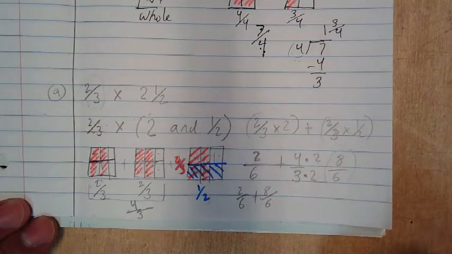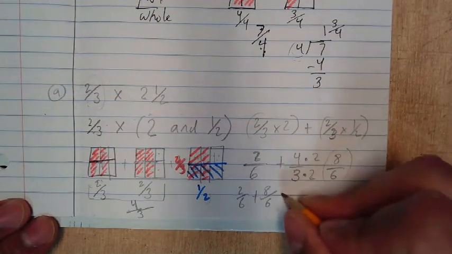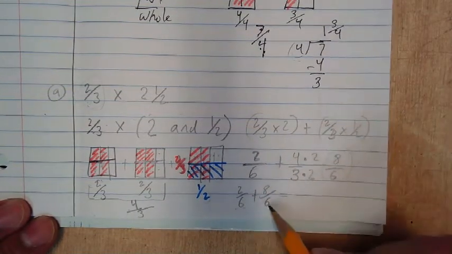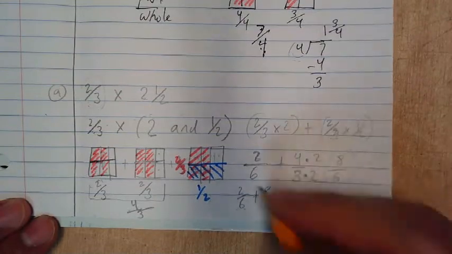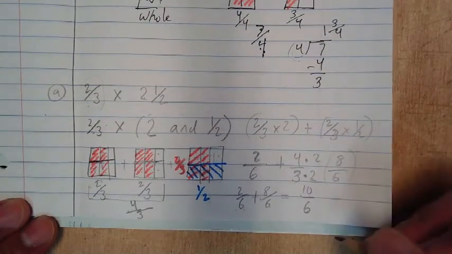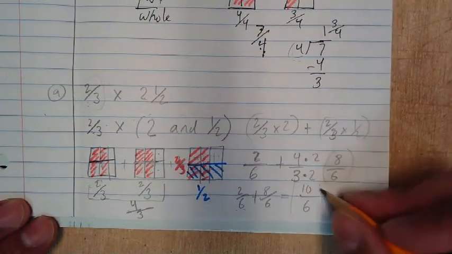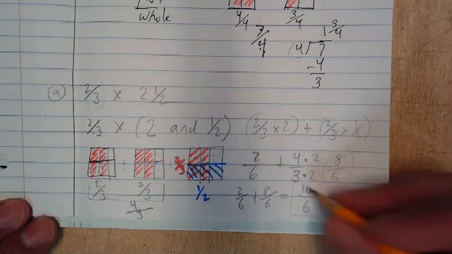Right? If we're making sets of 6, that's great. The denominator is still going to be 6. We add 2 plus 8. We have 10. We have a mixed number, or sorry, an improper fraction. We're making sets of 6.